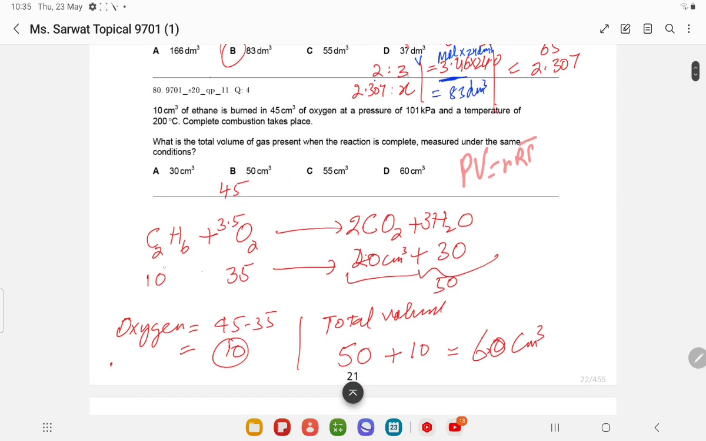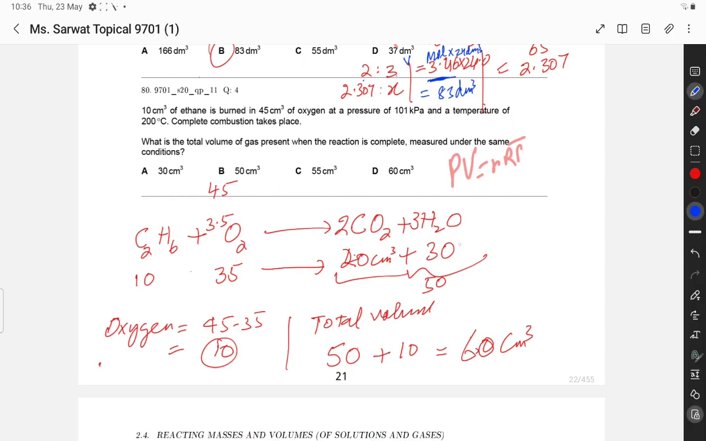So we know the reaction of ethane when it reacts with oxygen to form carbon dioxide and water. Using the volume ratio, if 10 centimeter cube of ethane is burned, it uses 35 centimeter cube of oxygen, producing 20 centimeter cube of carbon dioxide and 30 of water, because this is 101 kilopascal and the temperature is 200 degrees centigrade. This is not room temperature and pressure, so water exists in the gaseous state, and we can add the volume of steam as well.